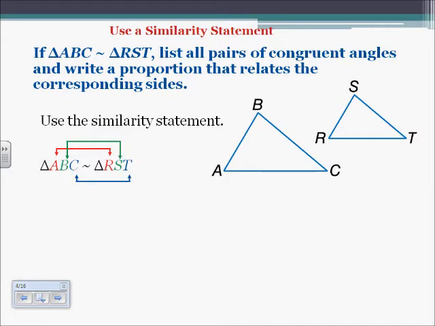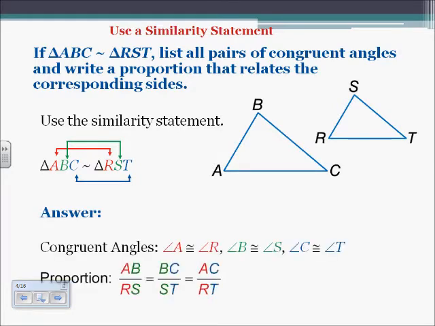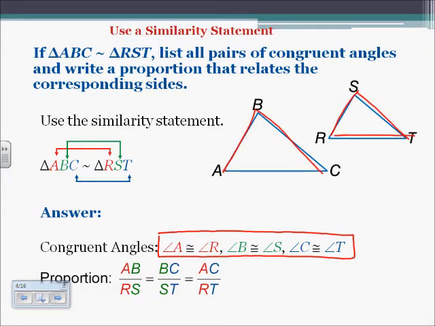Okay, and they have it mapped out. We have A and R are congruent, B and S are congruent, and C and T are congruent. We write that out here under the congruent angles. This proportion follows suit as well. We have AB over RS, BC over ST, and AC over RT. And that's all we're looking for, is taking the similarity statement with triangle ABC similar to triangle RST and writing out all the congruent and proportional parts.